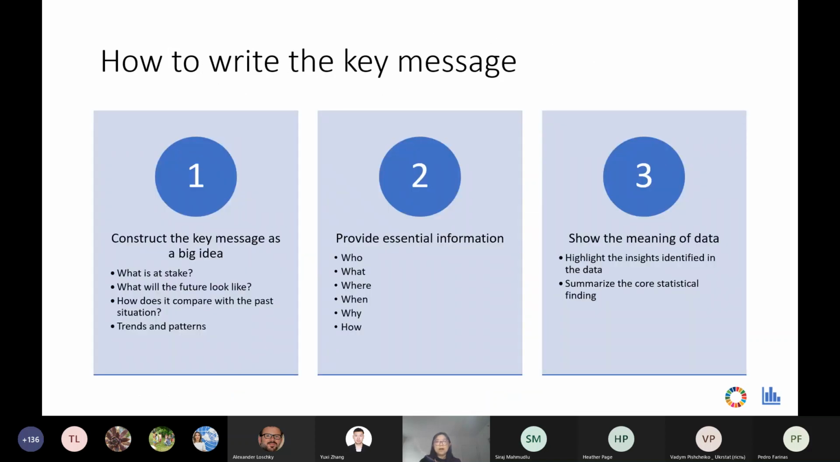And now let's talk about how to write the key messages. There are 3 steps. Construct the key message as a big idea. Provide essential information in the form of the 5 famous W's, and also how. And the last one is to show the meaning of your data. I cannot emphasize this enough. It is very important to show your insights, your perspective, instead of just presenting your core statistical findings.